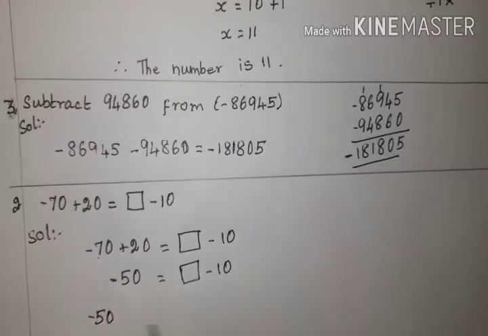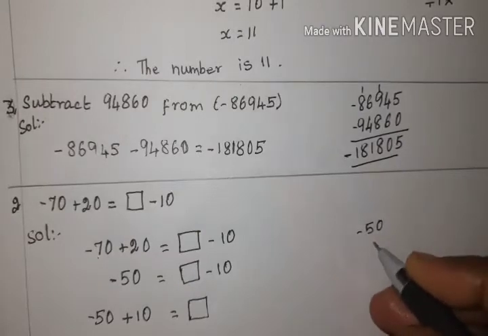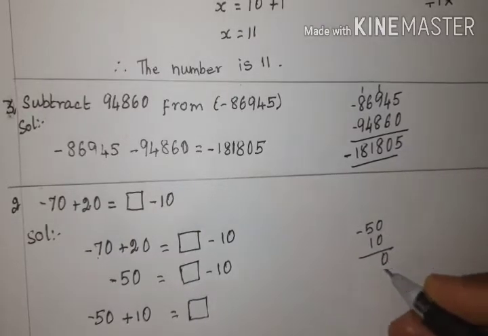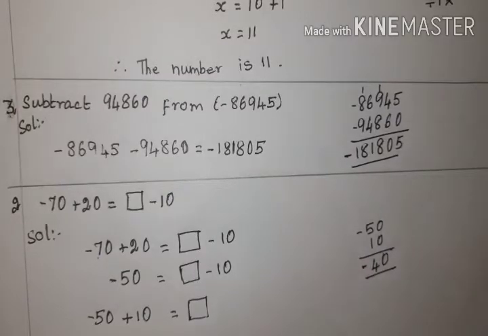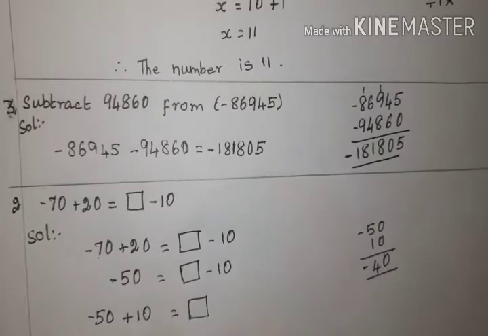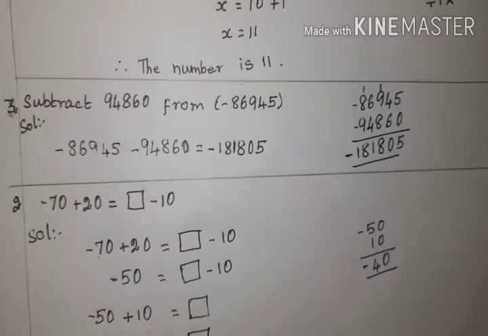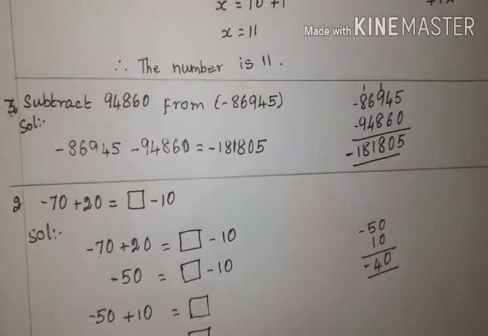Next, minus 50. We find the box value. So the box value here, minus 10, moves to the next side as plus 10. So minus 50 plus 10, different signs. So subtract and write the bigger number's sign. 5 minus 1 is 4, bigger number's sign, minus. So minus 40 equals box. So the box value is minus 40. Therefore, the answer is minus 40.